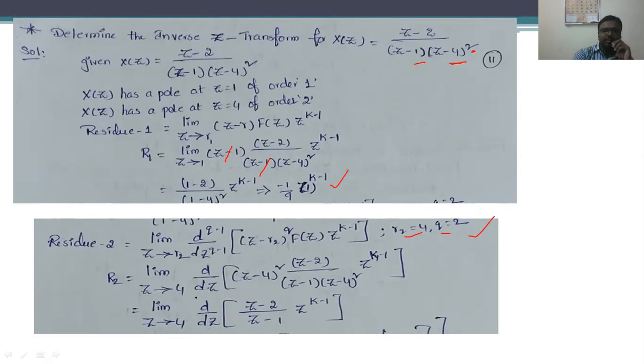Just substituting the values of R2 and q in this equation, we get limit z tends to R2, which is 4, d divided by dz. Why? Because the q value is 2, so 2 minus 1 is 1. d divided by dz into (z minus 4) whole power 2 into f of z into z power k minus 1. Cancelling the z minus 4 whole square, we have R2 equal to limit z tends to 4, d divided by dz of (z minus 2) divided by (z minus 1) into z power k minus 1.